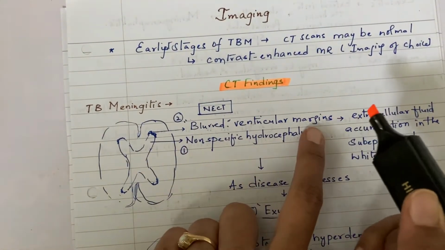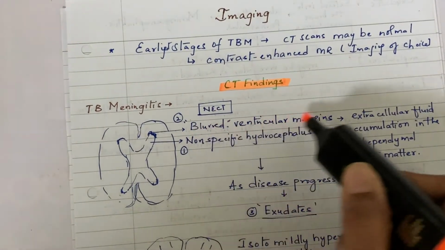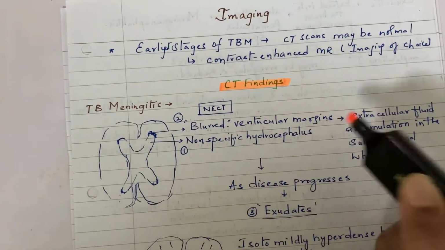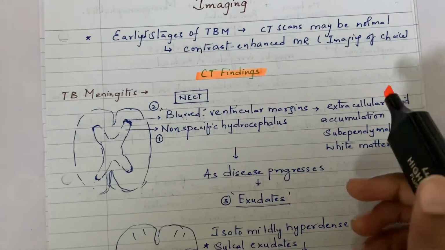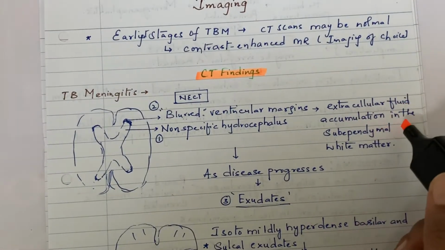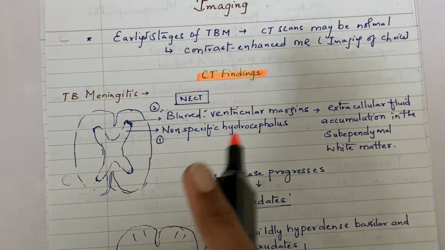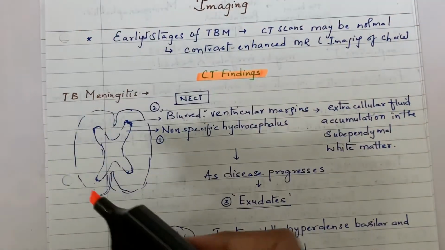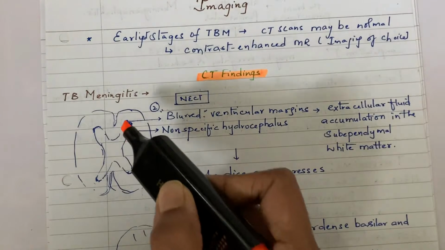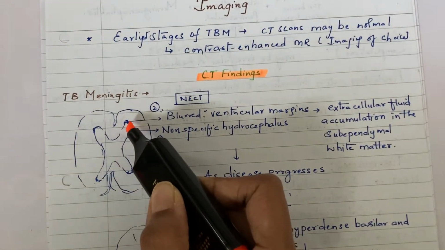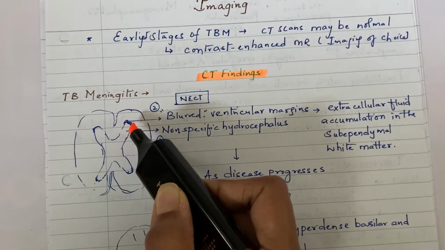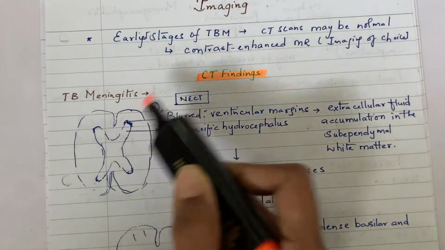When you see the margins of the ventricles, they will be blurred. Why will they be blurred? This is due to extracellular fluid accumulation in the subependymal white matter. So on NECT, when you scroll through the sections, you will see non-specific hydrocephalus, and the margins will be blurred, mainly due to extracellular fluid accumulation within the subependymal white matter.